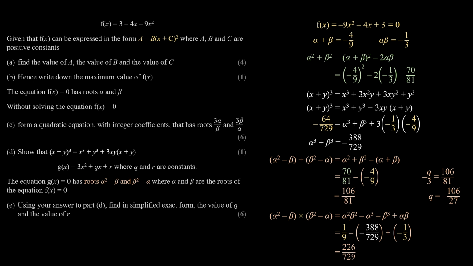Solving the expression, we get 226 over 729, which is equal to r over 3. Thus, the value of r is 226 over 243. This problem requires strong algebra skills and careful calculations.